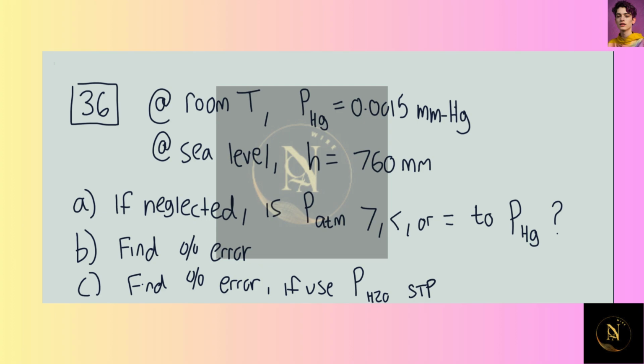Okay, in this problem, we are asked to compare values from a barometer. So we know that at room temperature, the pressure of mercury is 0.0015 millimeters mercury. And at sea level, the height in a barometer is about 760 millimeters. And part A of this problem asks, if we just neglected the mercury vapor, would the atmospheric pressure be greater than, less than, or equal to this value? We're then asked to actually compute a percent error, so this is quantitative. And then finally, we're asked for a percent error if we use the standard temperature pressure of water vapor.